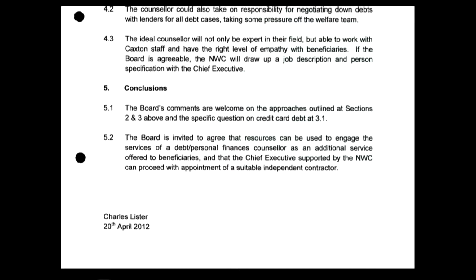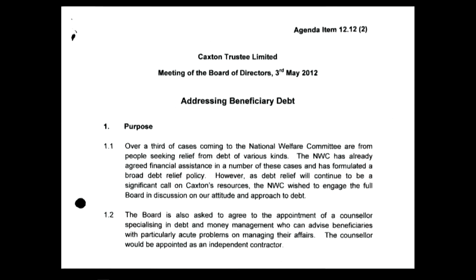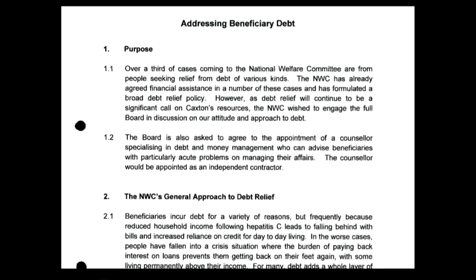It's entitled Addressing Beneficiary Debt, and if we go to the end of the last page of that document, it's got your name on it, and it's dated the 20th of April 2012. So if we go back to the first page, we can see that the purpose of the document is because over a third of cases coming to the National Welfare Committee are from people seeking debt relief from debt of various kinds. And then it sets out that NWC has already agreed financial assistance in a number of these cases and has formulated a broad debt relief policy, which is set out down below.